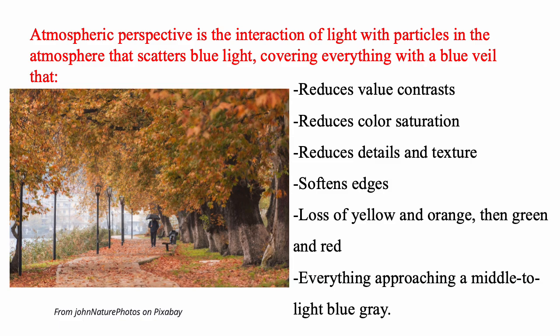Atmospheric perspective is the interaction of light with particles in the air. You have to have both because the particles scatter the blue light, which has the shortest wavelengths. So everything is covered with a blue veil. Look at this area in the distance compared to the area in front. There are few value contrasts. The saturation is dull here and bright here. There are no details or texture in the distance. The edges are soft. There's no yellow, orange, green, or red, and everything approaches a middle to light blue-gray.